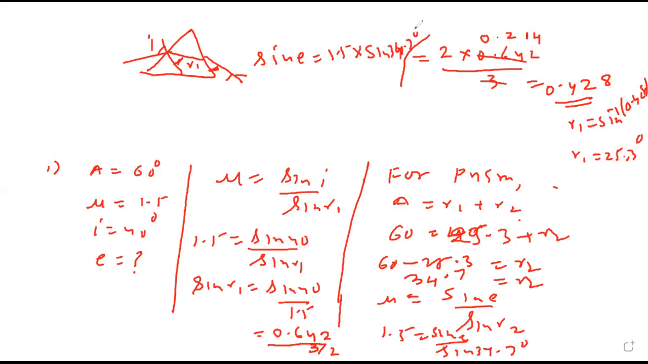Please copy this one. Generally such sums don't come. They will give such values which you are ignoring. Otherwise, they will provide the value. I got 58.54 degrees.